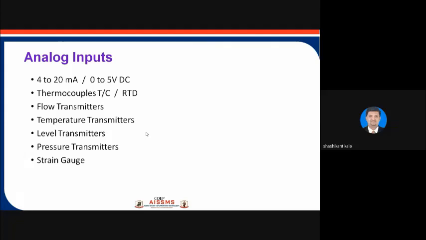In analog input, the signal they have standardized at the 4 to 20 milliampere, and sometimes rarely it is 0 to 5 volt DC also. And the examples of analog inputs are thermocouples, RTD for the temperature, flow transmitters, temperature transmitters, level transmitters, pressure transmitters, or strain gauges. These are the examples of analog inputs.